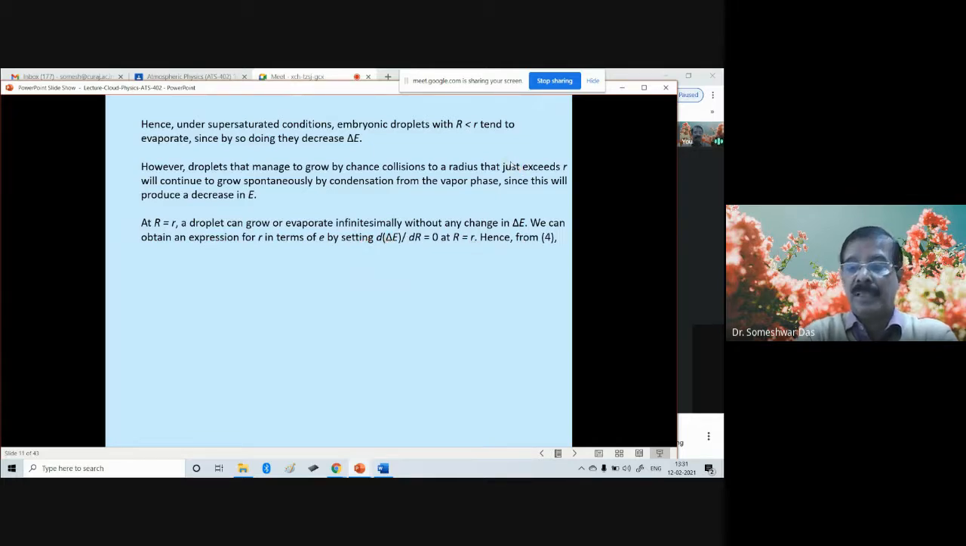And hence, from the last equation, number 4, we can write the threshold value of the radius of the water droplet as R equal to 2 sigma divided by n k T log of E by Es. And this is the threshold value of the radius. This equation is also called Kelvin's equation.